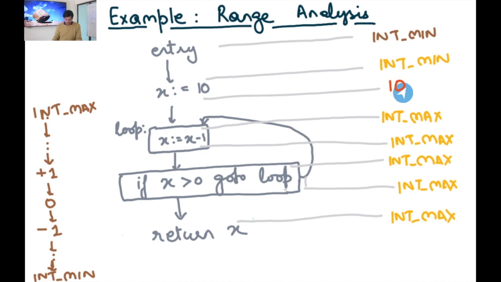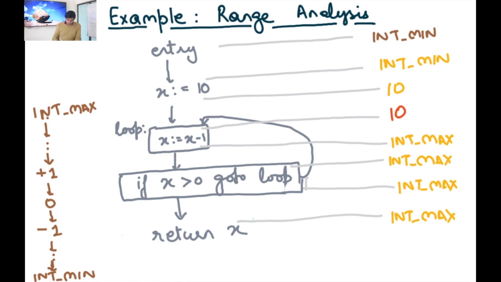And this is the lower bound of x at this point, as we have identified it so far. Now I continue this analysis, and now I'm going to look at this point, and this point has two predecessors. One is this point where the value is 10, and the other is the loop point, where the value is int max. And recall that the meet operator is the minimum of the two values. So the value that I get assigned here is minimum of 10 and int max, which should be 10 again.